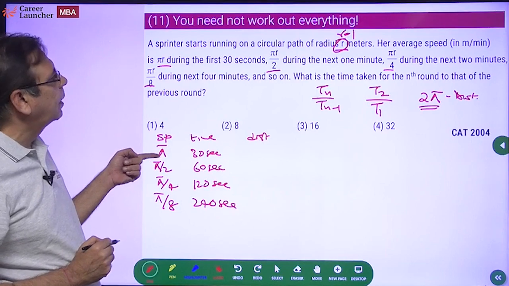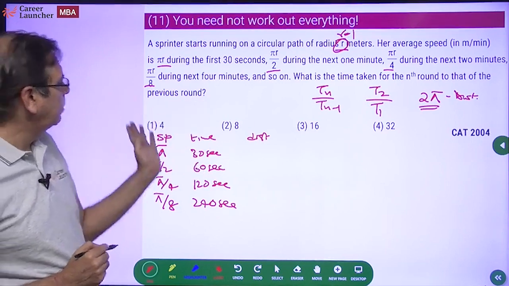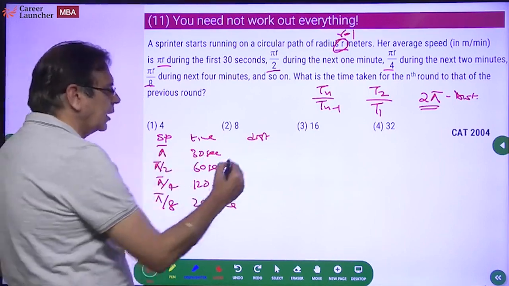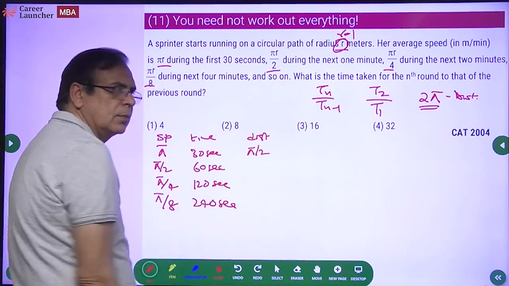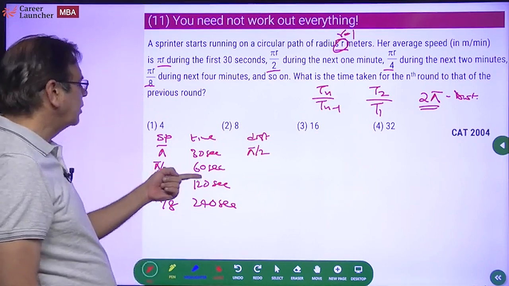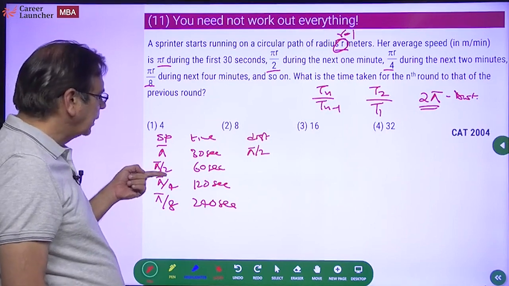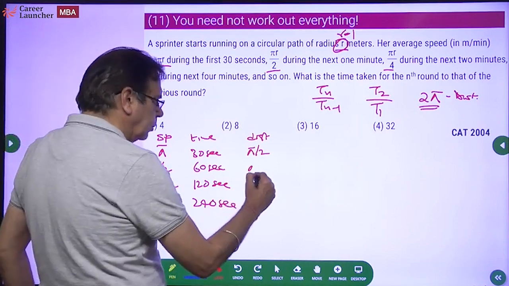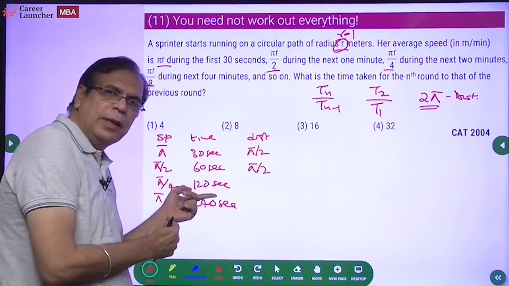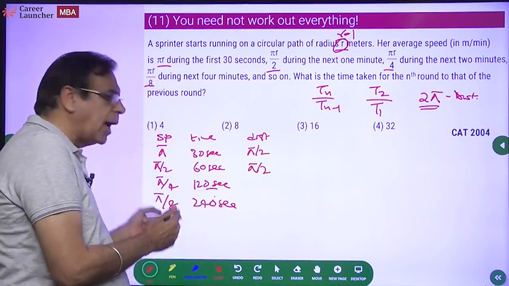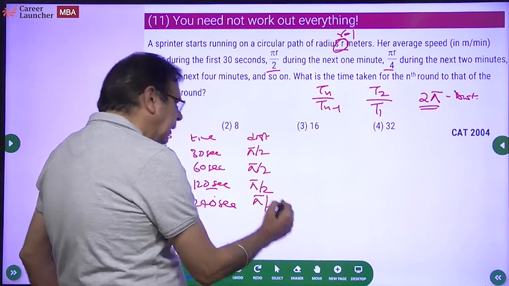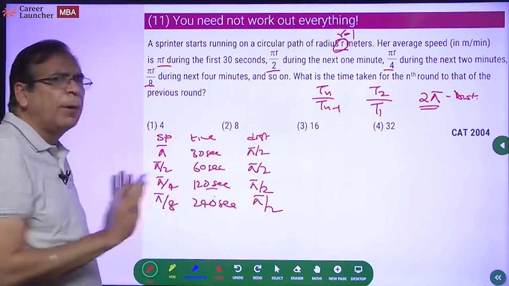It does pi meters per minute in 1 minute. So it is going to do pi meters in 1 minute. In 30 seconds, it will do pi by 2. Pi by 2 meters will be covered. Okay. So next, pi by 2 in 60 seconds, obviously, the distance covered will be equal to pi by 2. It does pi by 4 meters per minute. So in 2 minutes, 120 seconds, pi by 4 into 2, so again pi by 2. Now you don't need to do anything more. In each of these blocks, it will do pi by 2.